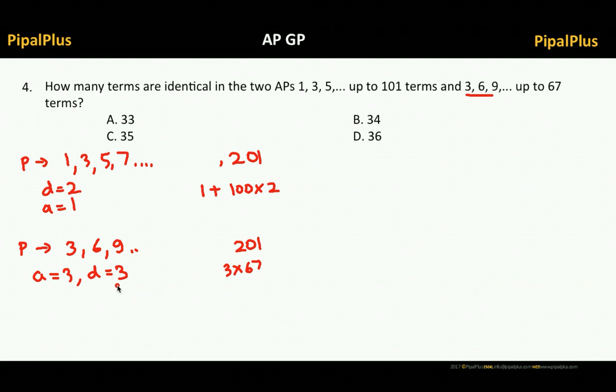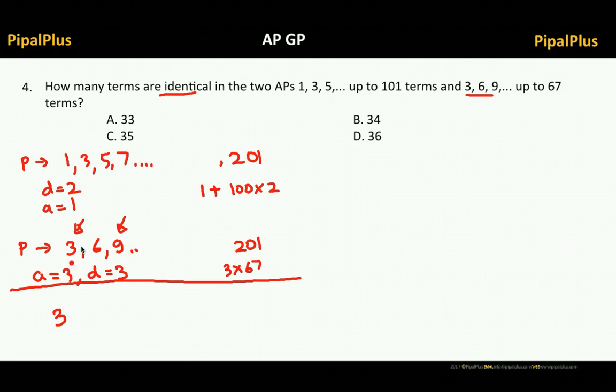Now in this case, if we have these two arithmetic progressions, we notice that the common terms are going to be all the odd multiples of 3, right? Because this series really is just all the odd numbers. This series is all the multiples of 3. So the terms which are going to be identical in both the APs are going to be all the odd multiples of 3. So the new series is going to look like this.